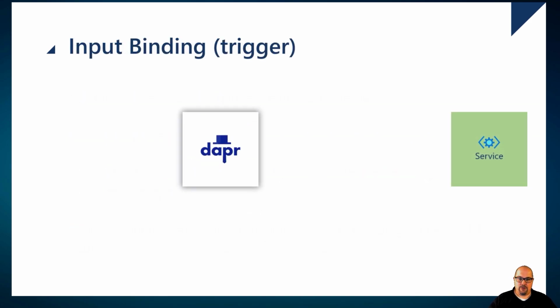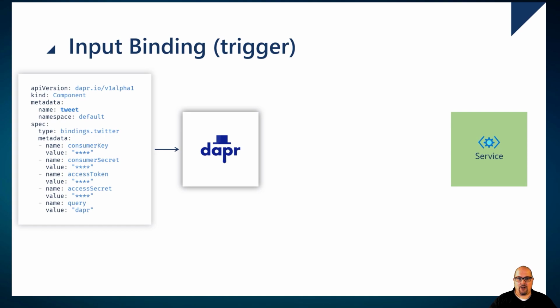So first of all, we have a service that is running, and it has a Dapr sidecar, and we're looking now at the input binding, so the trigger. What happens first is the Dapr sidecar will receive a configuration for a binding. In this case, it's the Twitter binding. And as we saw before with other components, you can give it a name. In this case, the name is tweet, and this is important for this scenario. And we see that this is a bindings.twitter binding, and it has some metadata for connecting with the Twitter API.